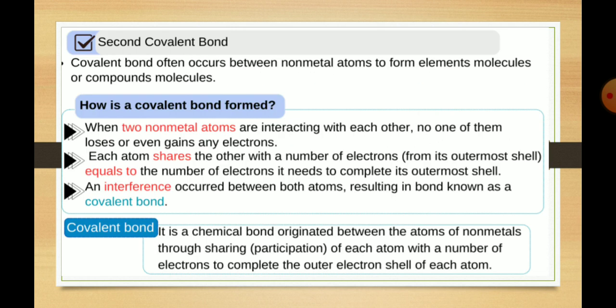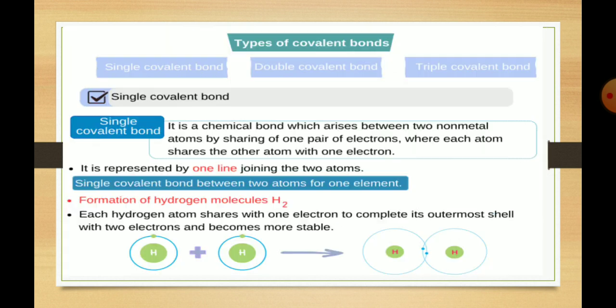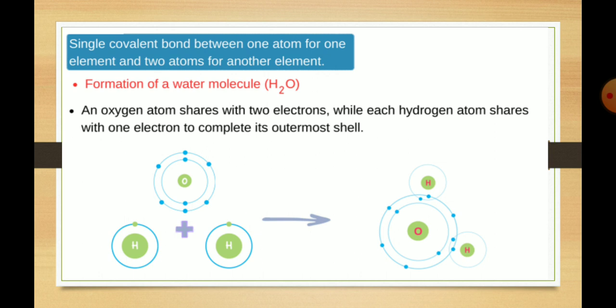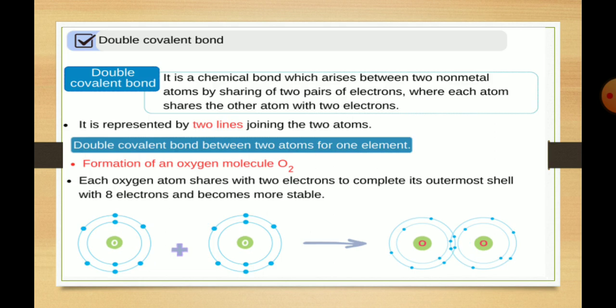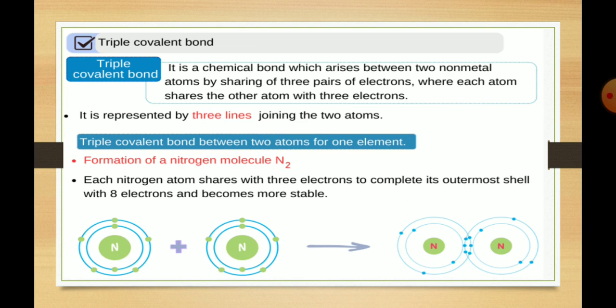So, what is the meaning of covalent bond? It is a chemical bond originating between the atoms of nonmetals through sharing of each atom with a number of electrons to complete the outermost energy level with electrons. And we have three types of covalent bonds. Number one, single covalent bond as in the hydrogen molecule. Number two, double covalent bond as in the oxygen molecule. And finally, triple covalent bond as in the nitrogen molecule.